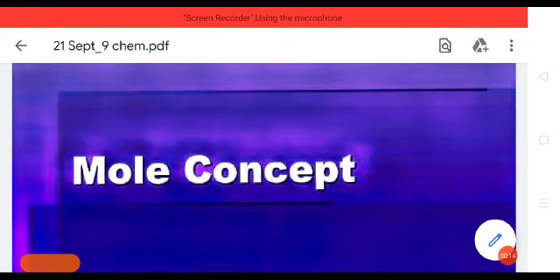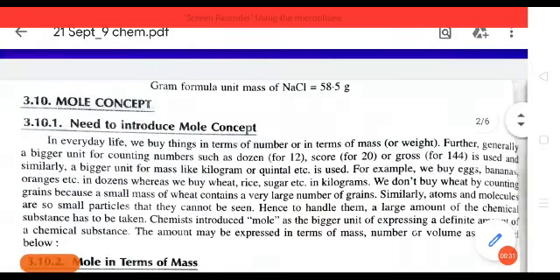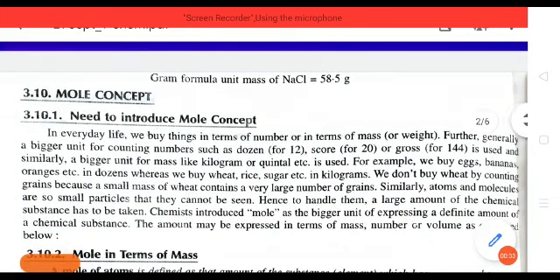In the previous class, I had discussed the topic atomic and molecular masses. Now, let's proceed further to our next topic, that is the mole concept. So let's start. Need to introduce the mole concept.